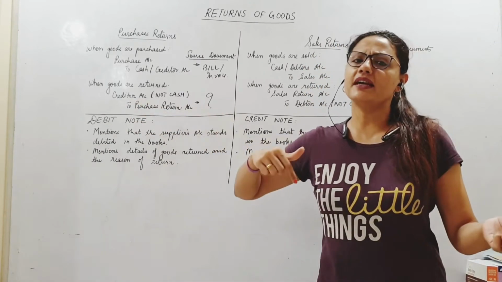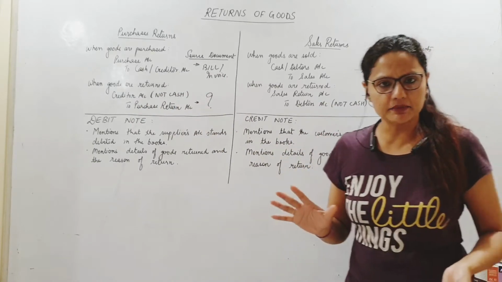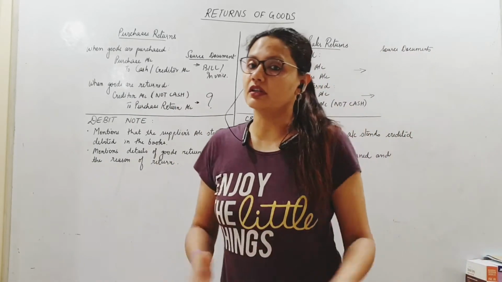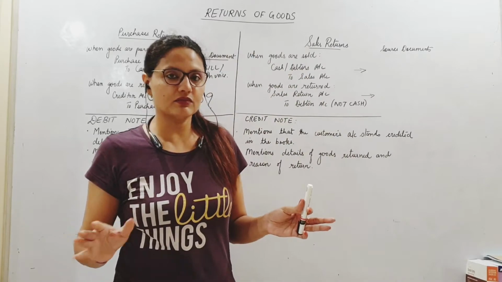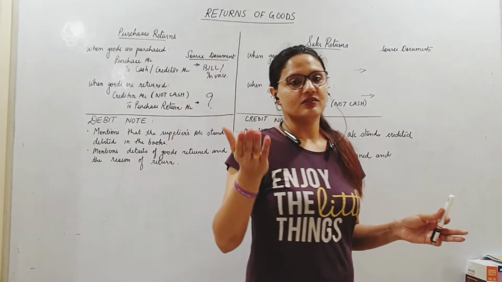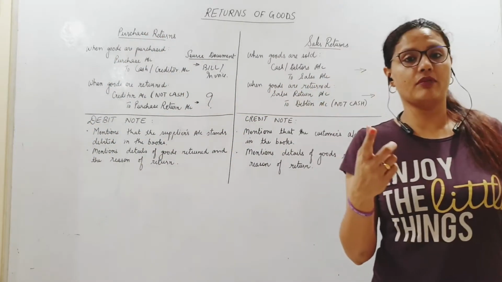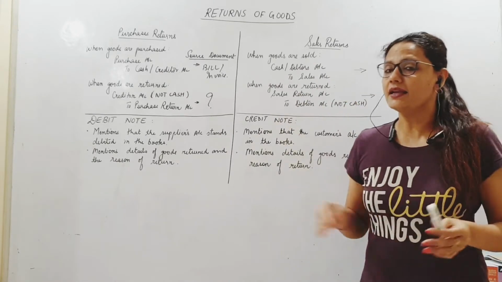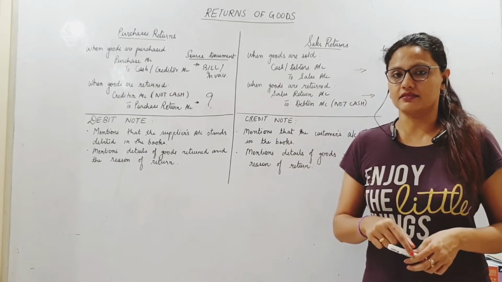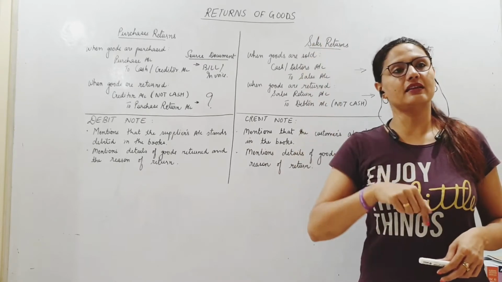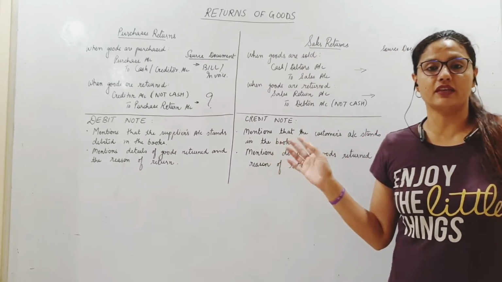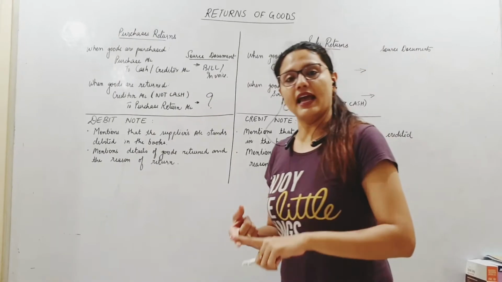Yes. Why am I debiting? Because creditor is my liability. Now since I have returned goods, I will not pay him this amount, so my liability goes down. So I am debiting his account. So I should inform him that, hey Mr. Creditor, I am debiting your account because the goods that you had sent are not as per my specifications, are faulty, are damaged.